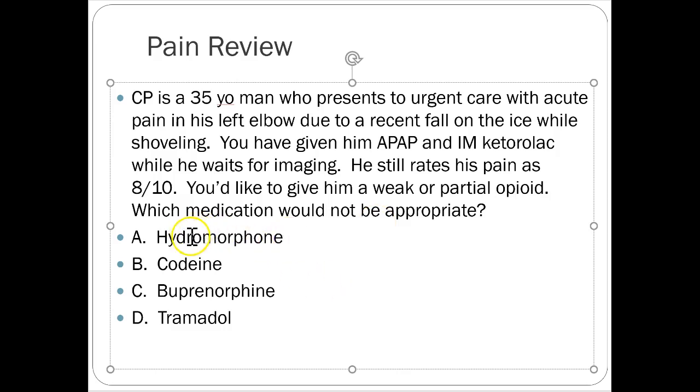And that's going to be hydromorphone. So this comes up a lot where you have a patient, you've tried a couple of basic pain management tactics. So you've got acetaminophen, you've got an NSAID, even an IM, so the injectable version, and still not doing really well. So you want to give him something a little bit more, but don't want to give him the full opioid. You'd like to give him a weaker partial. So which one would not be appropriate? Hydromorphone is a full-on opioid, so that would be the one you want to avoid.